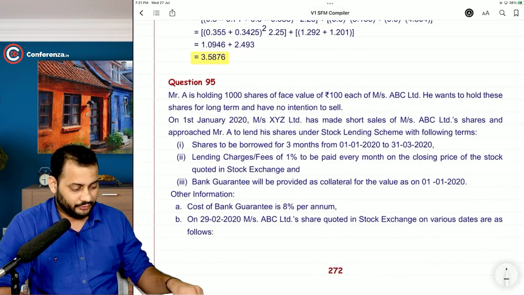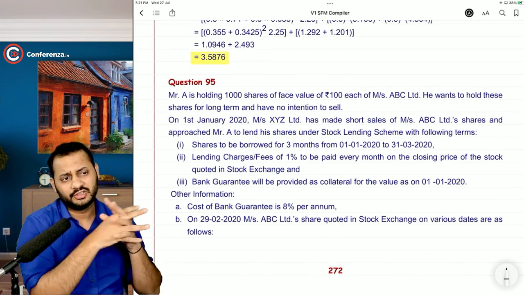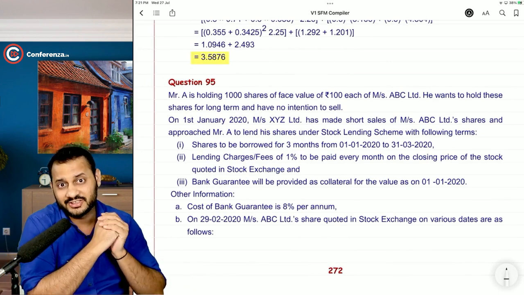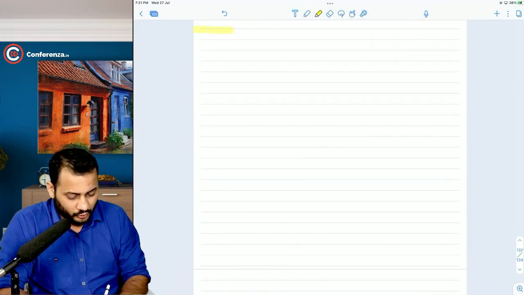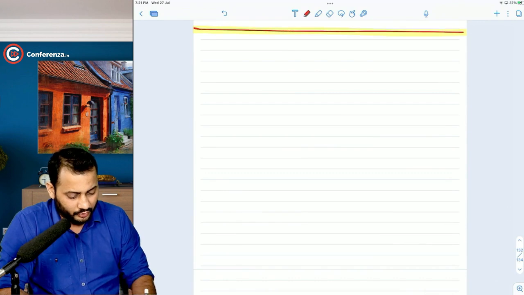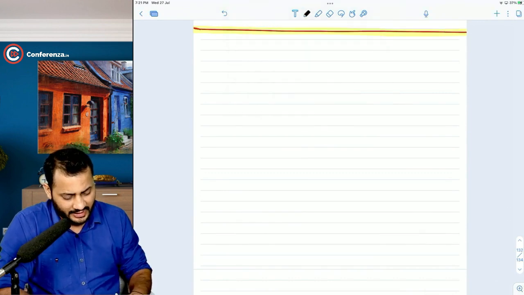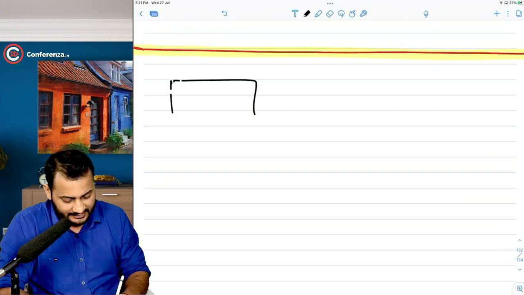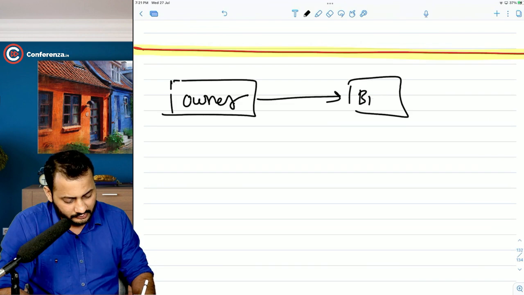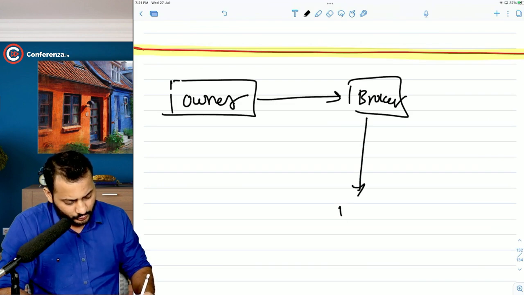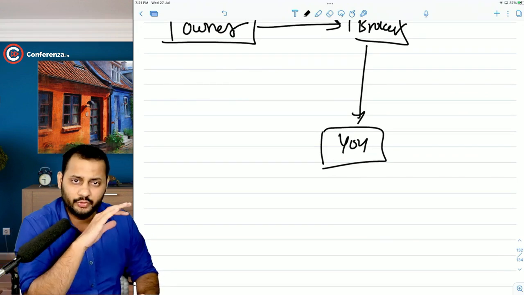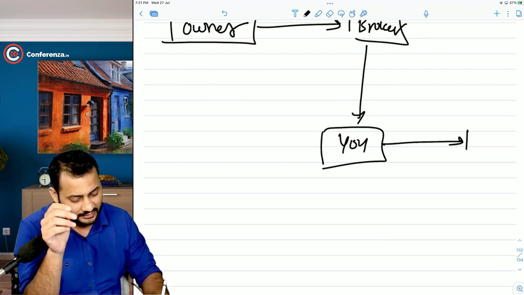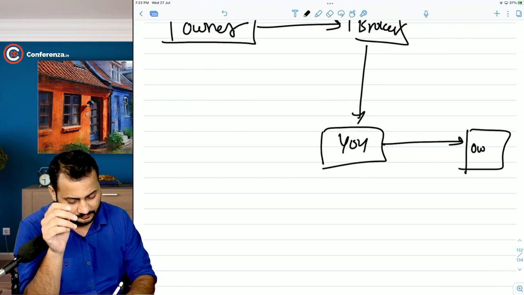Last question, and this is going to be an interesting question. You remember the concept of short selling? What happens in short selling? I will tell you. When you do not own the stock and still you want to sell it, let's say this is the owner of the stock, this is the broker, this is you, and you do not have the stock and still you are selling it to the new buyer.